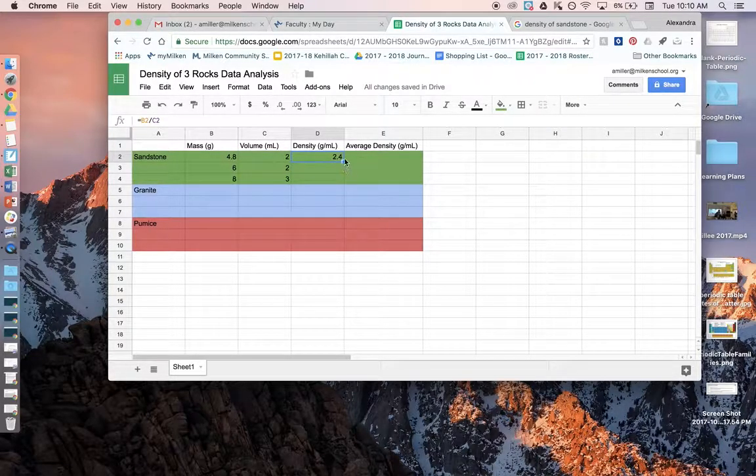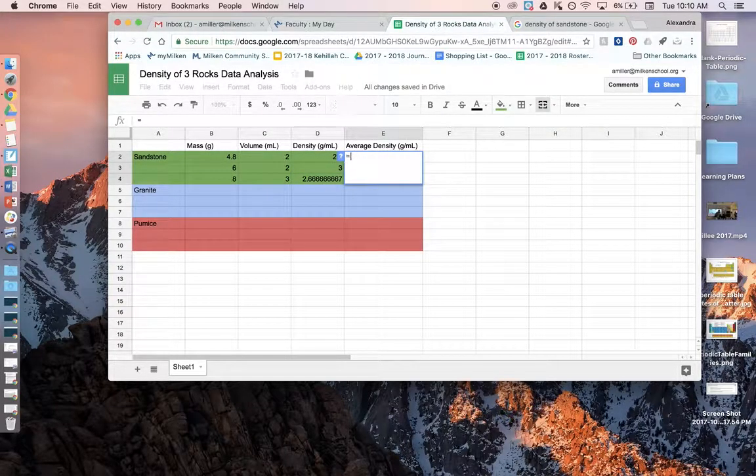And then if I hover over this blue corner and drag it, it will repeat the formula, but replace it with whatever cell is in that row. Okay? So look, it automatically did it for 6 divided by 2, and then automatically did it for 8 divided by 3. Super powerful. Great, all that's done.